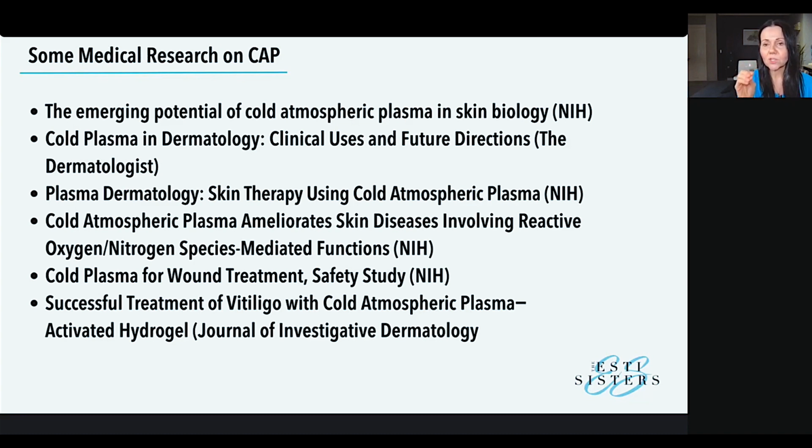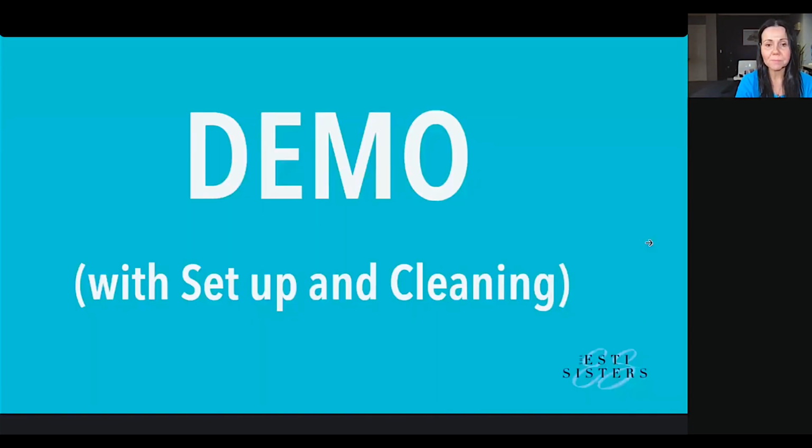So if you guys want to type in medical research in Google for cold atmospheric plasma, or CAP, a ton is going to pop up. And it's going to say cold atmospheric plasma, which is what the DrPlaton is. So that's great. I didn't put the links here because you wouldn't be able to copy them, but we'll put the links in our Facebook group.